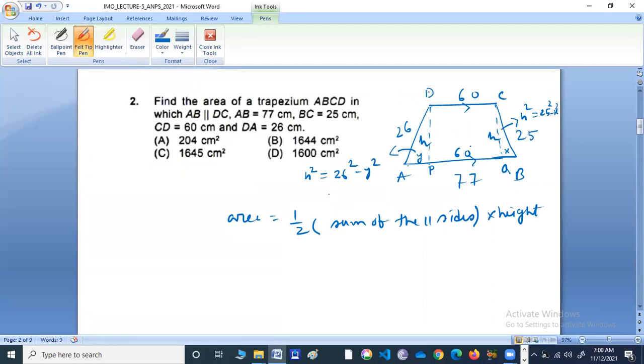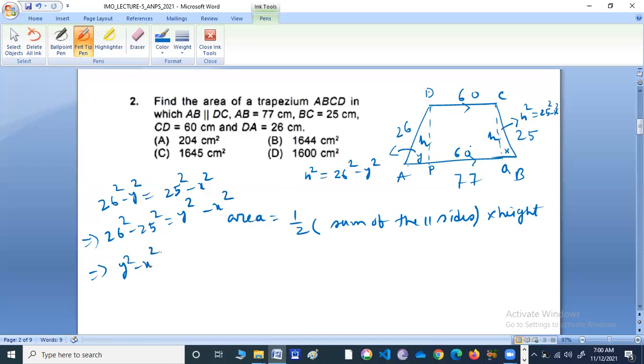Okay, so since both are equal to h square, together we can say 26 square minus y square is equal to 25 square minus x square. So y square goes there. So 26 square minus 25 square is equal to y square minus x square. So that means y square minus x square will become 51.